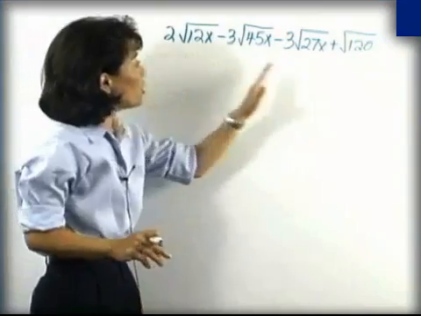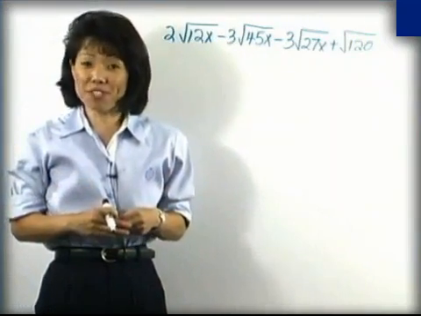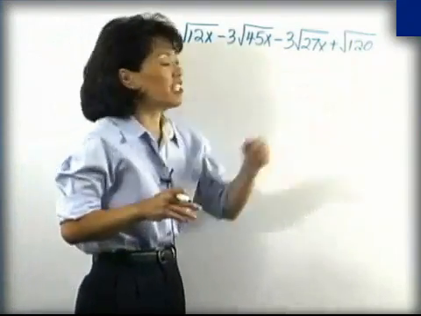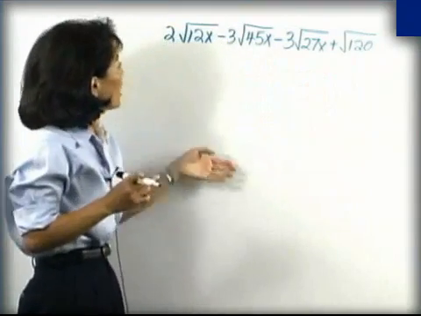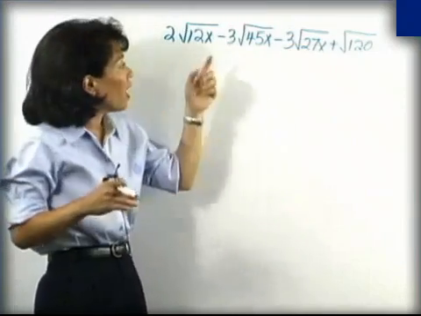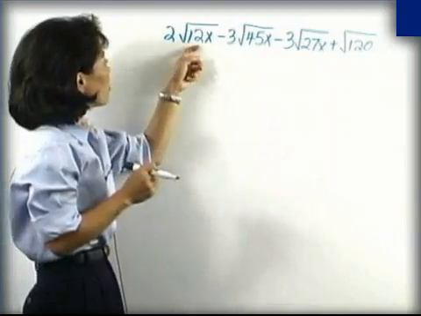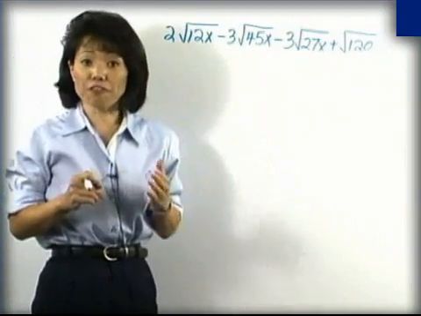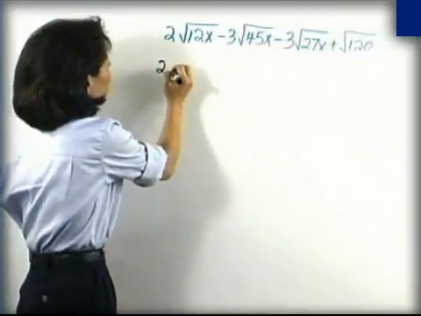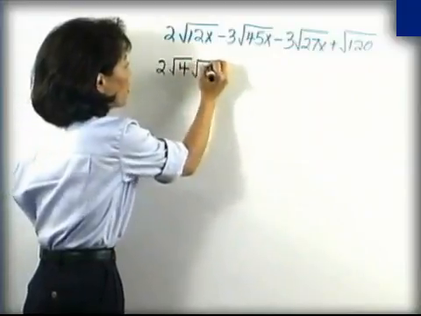Now, don't be afraid of the looks of this particular problem. We're going to use the same procedure we did in the previous examples. We notice right away that these are all very different. What we're going to do then is look to see, are there any factors of the radicands that are perfect squares? In this case, I see that 12 has a factor 4, which is a perfect square. So I'll rewrite this as 2 times the square root of 4 times the square root of 3x.